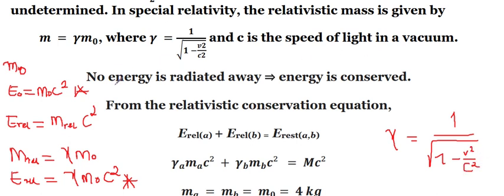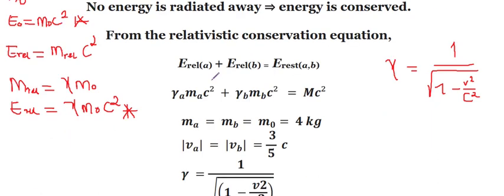With that in mind, it's important to know that when no energy is radiated away, it means energy is conserved. Remember, in the question you have been told that no energy is radiated away. So energy is being conserved, and from the relativistic conservation equation, the relativistic energy of A plus the relativistic energy of B is equal to the rest energy of A and B. Clearly, you see that the relativistic energy of A is given by this relation, that of B is given by this relation, and the rest energy of A and B is given by this relation.